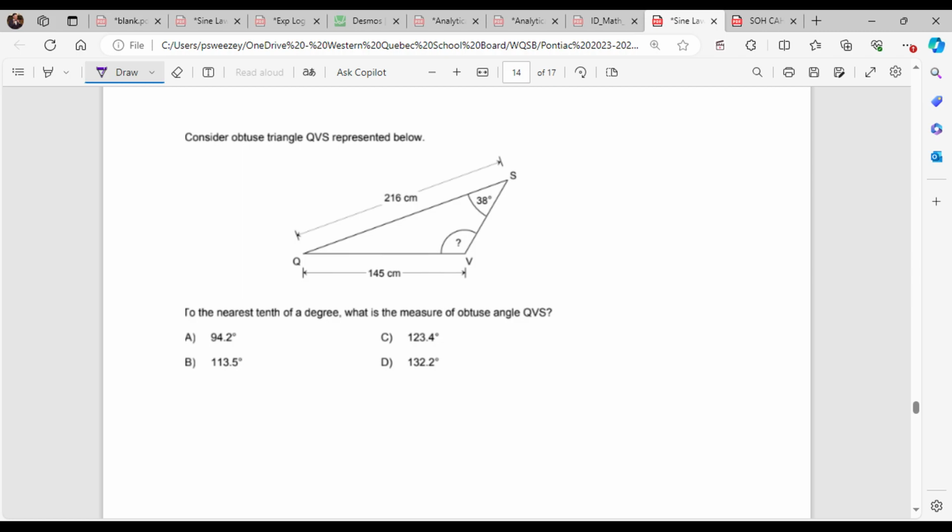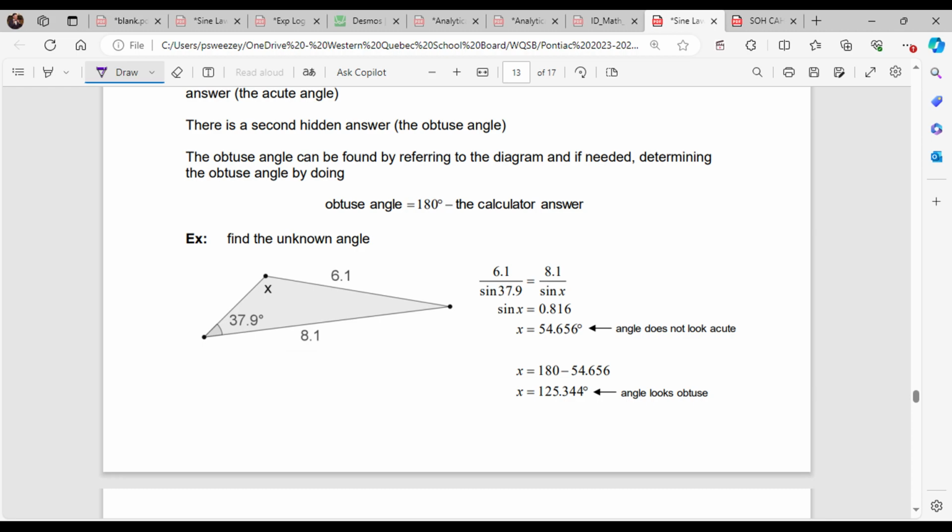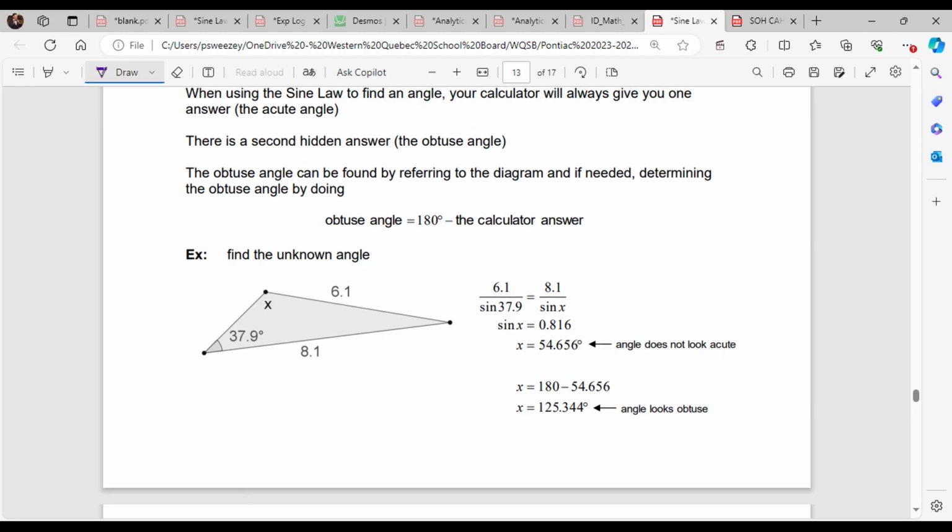So I'll have you practice on these guys right here on your own. I won't go over them because I want to post this and do it from there. But that's essentially it in a nutshell. That is the problem with sine law.